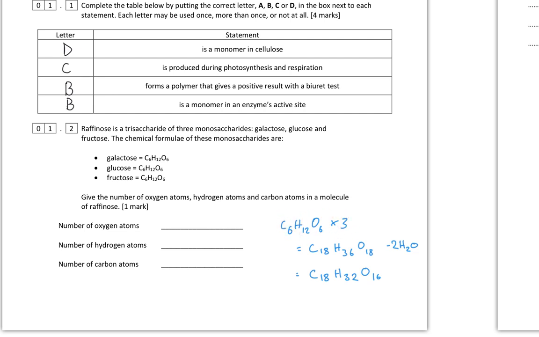However, when I join a glucose to a glucose, it's a condensation reaction, therefore water is lost. So if I'm joining 3 together, I'm going to have 2 glycosidic bonds. So I need to remove 2 water molecules. So that's my multiplied by 3, but I need to knock off 4 hydrogens and 2 oxygens. Therefore, we get 16 oxygens, hydrogen is 32, and carbon is 18. A lot to do for 1 mark.